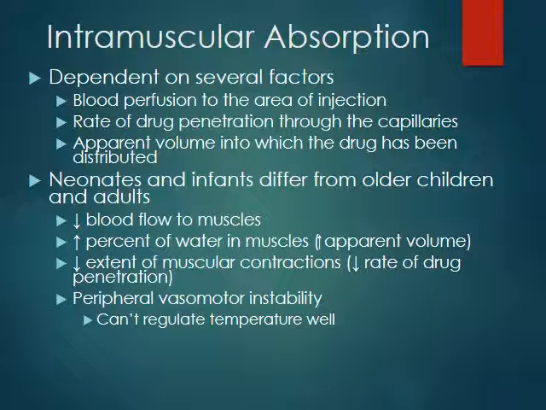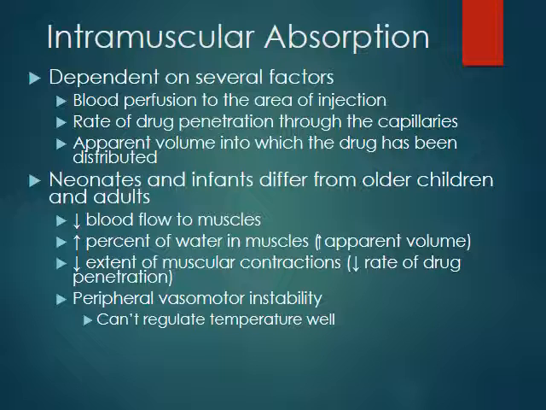Moving on from absorption within the GI tract, we'll now talk about the intramuscular space. And we'll see that intramuscular absorption of these medications is dependent on several factors, one of which is going to be blood perfusion to the area of injection. So the better the blood flow to the area, the better absorption is going to be. And then also, once the actual drug is in the muscle, the rate that the drug can penetrate through the capillaries, which again goes back to its lipid solubility. And then also the apparent volume into which the drug has been distributed.